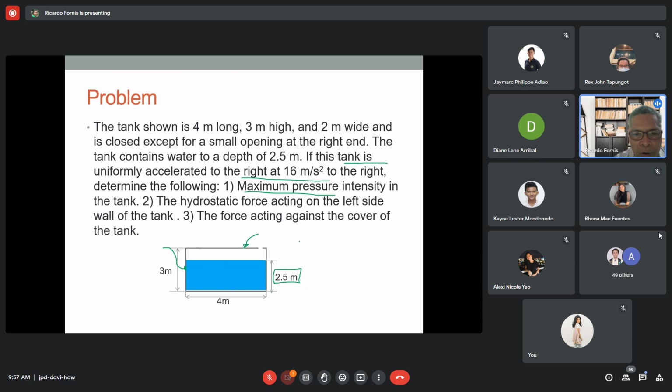And take note, there is a small opening at the right end, this one here. The small opening is simply to indicate that there is no air pressure inside the tank. Meaning this air is exposed to the atmosphere. So the pressure at the top of the liquid is 0 gauge.